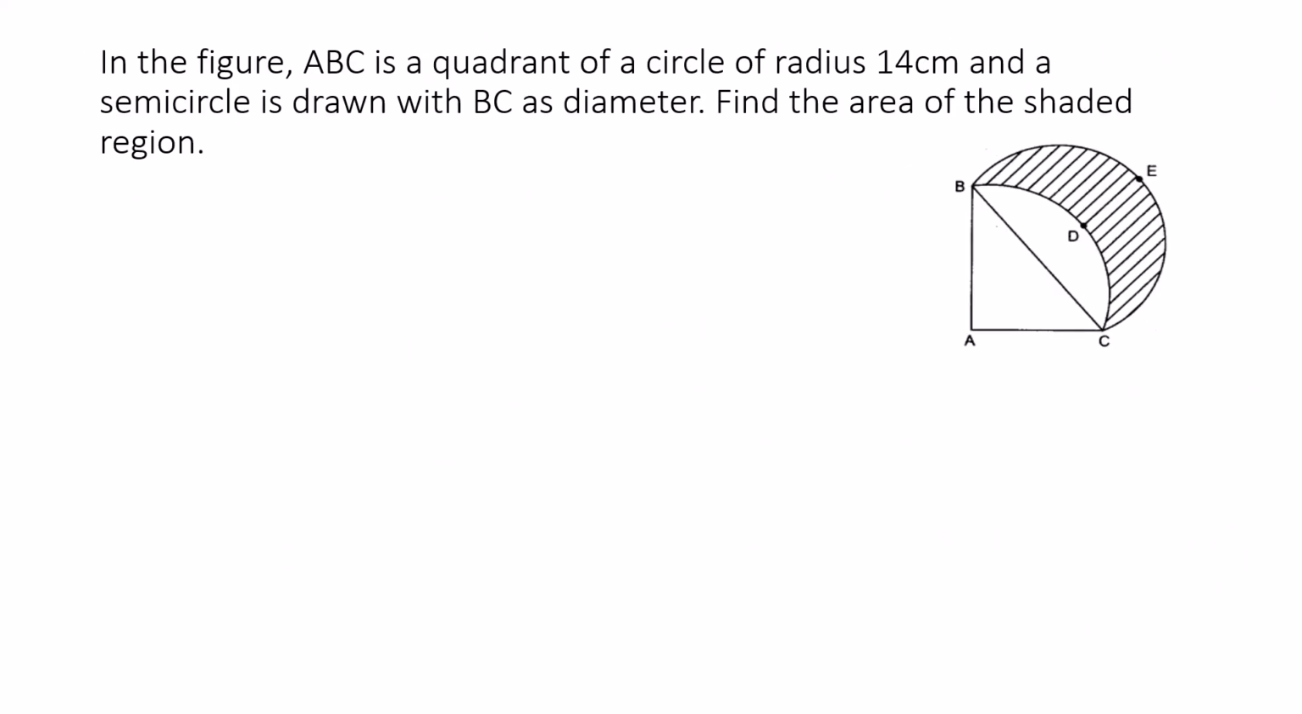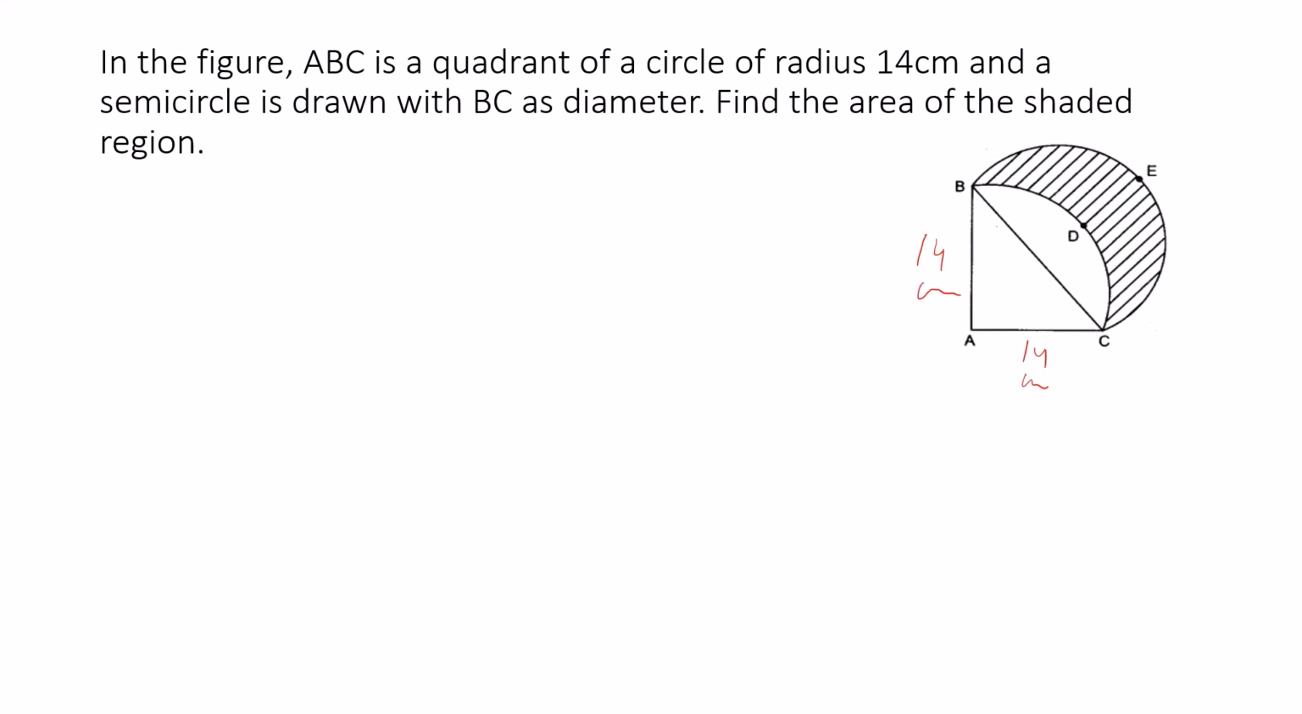This is the most repeatedly asked question. Here we can see a quadrant, and then a semicircle is drawn with BC as diameter, and we have to find the area of the shaded region. So we have a right triangle, then a quadrant, and then a semicircle. And we know that the radius of the circle is 14 centimeter. So this is 14 centimeter. This also will be 14 centimeter.